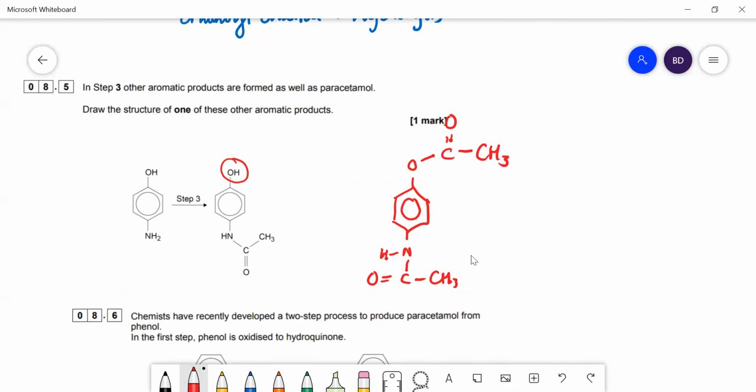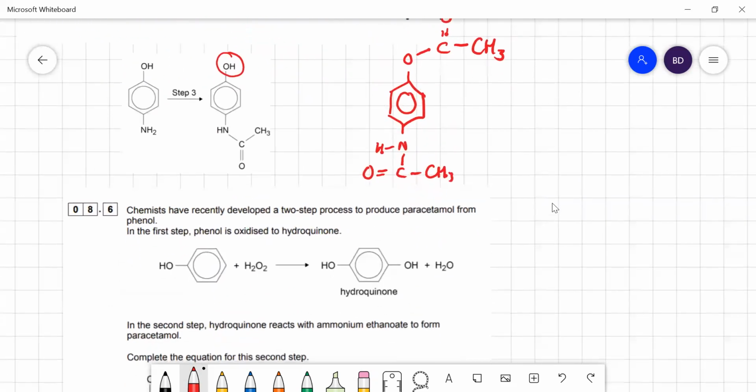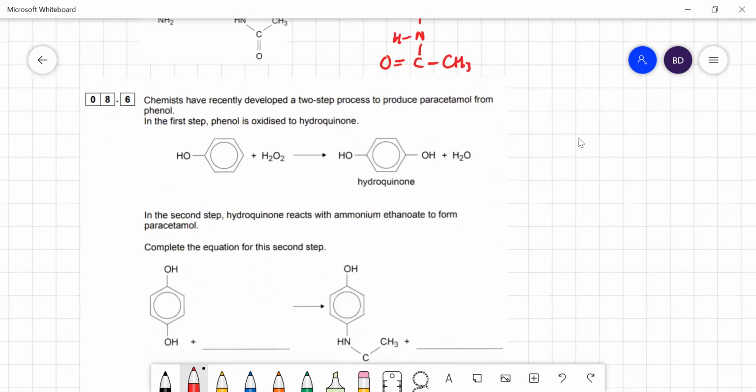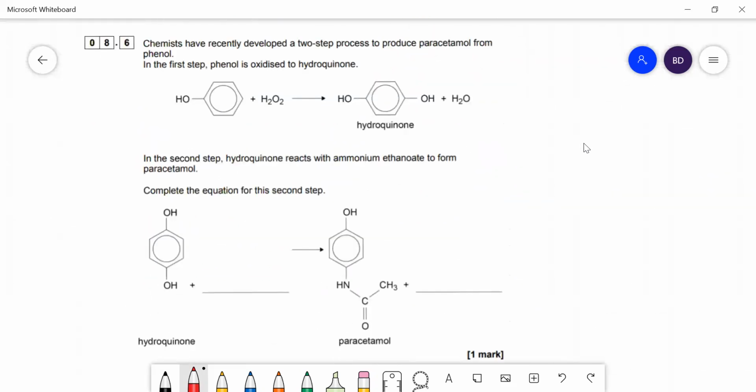Okay, so that would be the answer they're looking for there. Right, chemists have recently developed a 2-step process to produce paracetamol from phenol. In the first step, the phenol is oxidized to hydroquinone here, and then it reacts with ammonium ethanoate to form paracetamol. Complete the reaction with the second step.